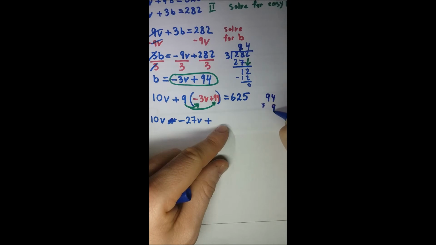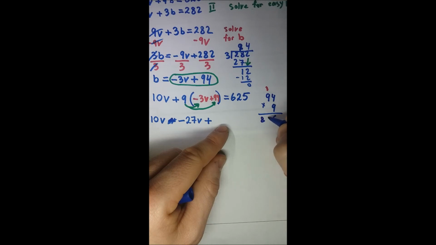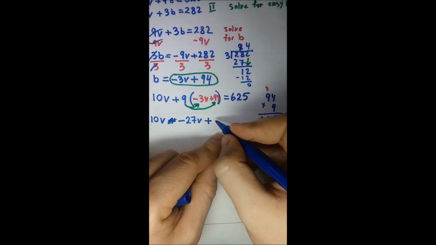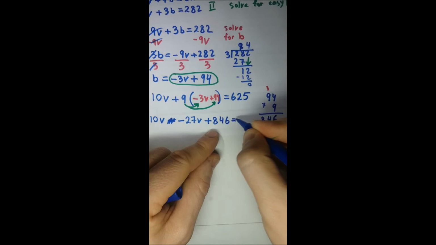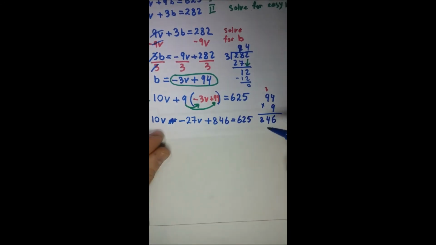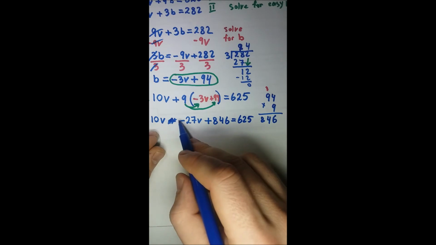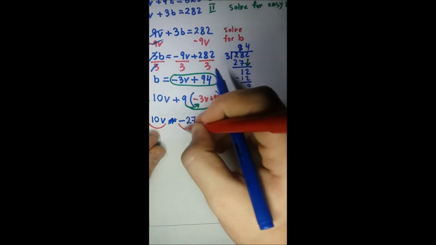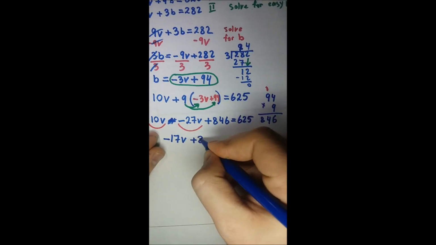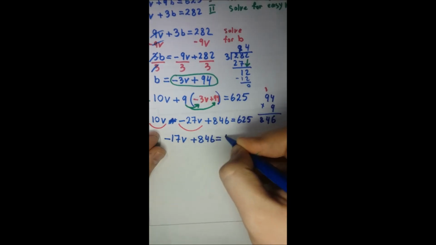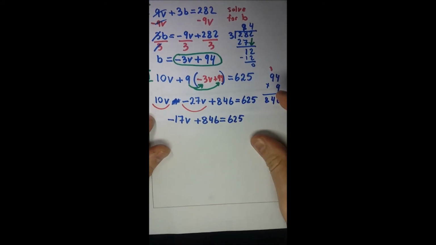94 times 9. 9 times 4 is 36, so keep in mind that there's going to be a 3 in there, okay? 9 times 9 is 81, plus 3 is 84. So the answer here is going to be plus 846 equals 625. Combine like terms. 10V minus 27V, look at this, how cool is that, is going to be negative 17V plus 846 equals 625. All right.